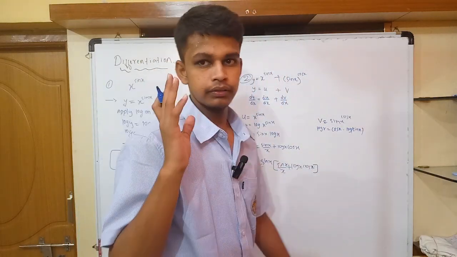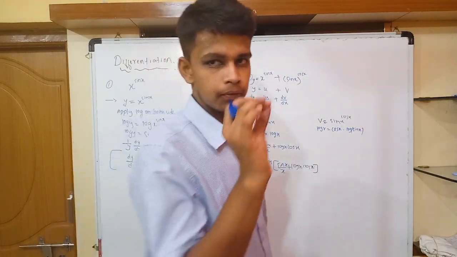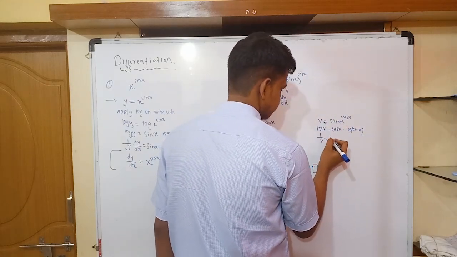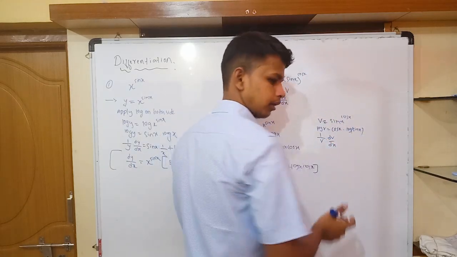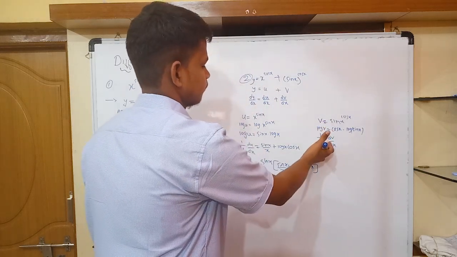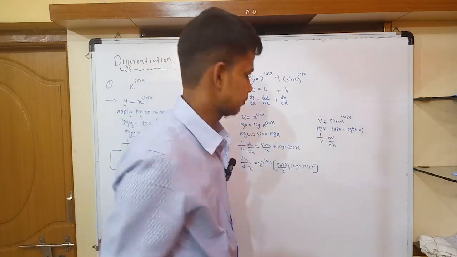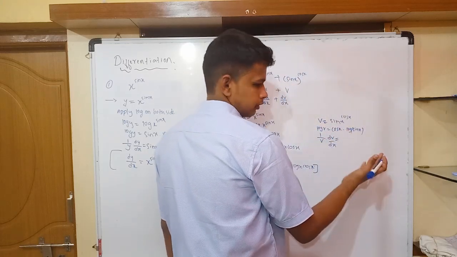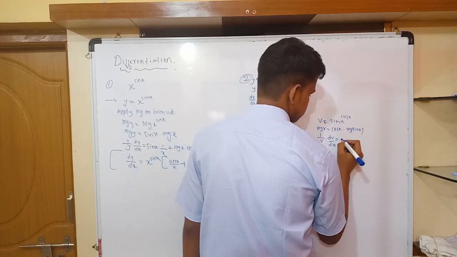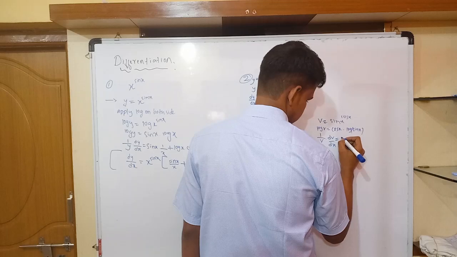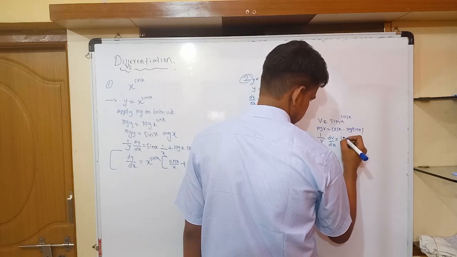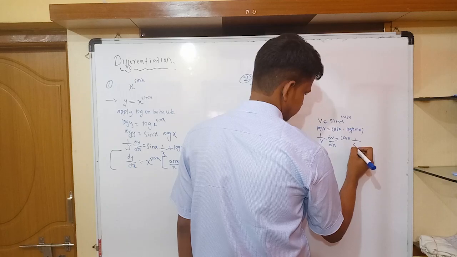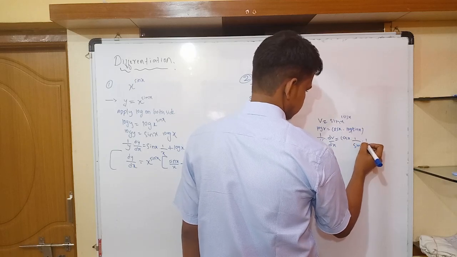Now we can find the derivative easily for both of them. The derivative of log v is 1 by v into dv by dx. Then for cos x, by the product rule, cos x stays as it is, into the derivative of log of sin x, which is 1 by sin x into the derivative of sin x.